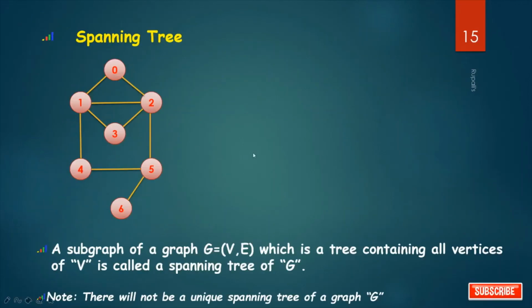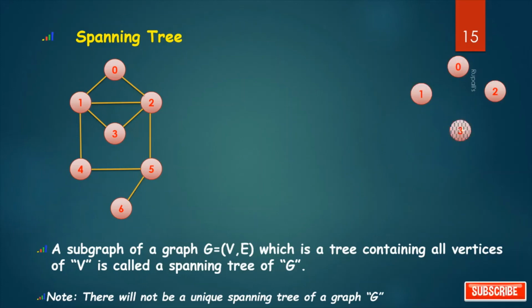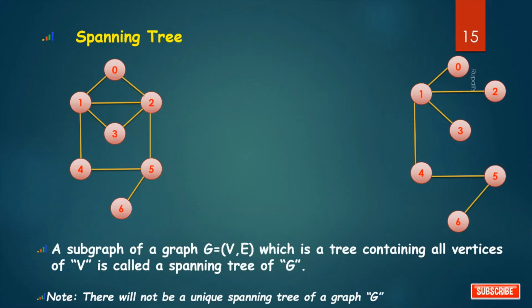A subgraph of a graph G, that is (V, E), which is a tree containing all the vertices V, is called the spanning tree of G. So that subgraph contains all the vertices of this graph G. So this may be one spanning tree. See, all the vertices should be there and it is connected. Note, there will not be a unique spanning tree of graph G. See, I can draw another spanning tree.